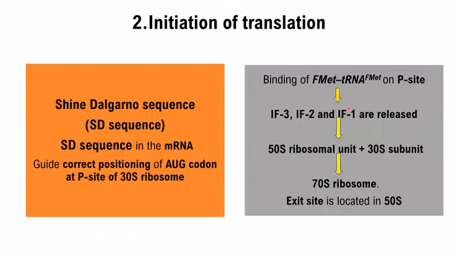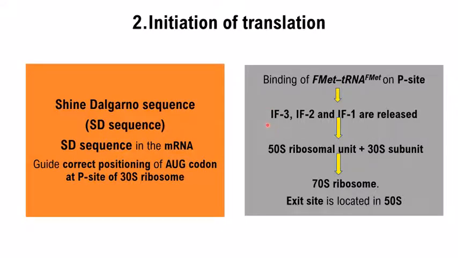Once the formylmethionine tRNA is added at the P site, the three initiation factors, number 3, number 2 and number 1, are released. The function of initiation factor number 1 is to block the A site on the 30S subunit so that the initiator tRNA does not load the formylmethionine tRNA at the A site. Initiation factor number 2 carries out the loading of this initiator tRNA with formylmethionine at the P site. The function of initiation factor number 3 is quite unique.